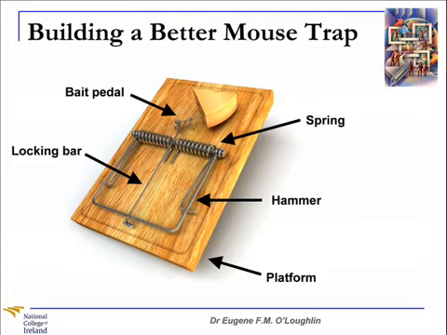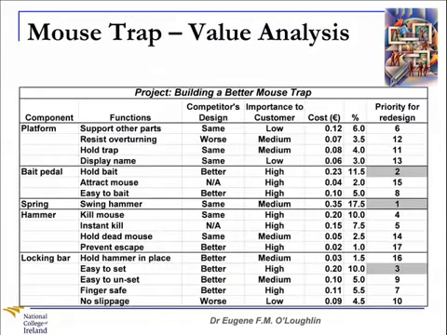Now let's take a look at a more complicated example. Ralph Waldo Emerson said, if you build a better mousetrap, people will beat a path to your door. So I'm going to use the mousetrap here to illustrate in more detail how value analysis can be used. In our simple mousetrap here, we have once again 5 main components. We have the locking bar, the bait pedal, the spring, the hammer, and the platform which everything is held on. And each of these components will have several functions. So let's examine each component and see what functions are associated with each one.